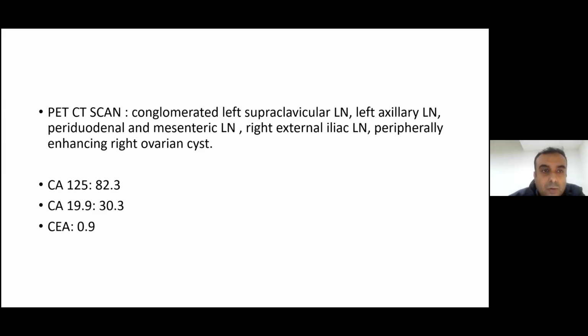Yes. There is no organ of involvement which is being defined over here, except for a peripherally enhancing right ovarian cyst. So I would like to consider a lymph node biopsy, and left supraclavicular is one of the sites I would like my surgical oncology to consider for a biopsy. Perfect. So that's what we did.